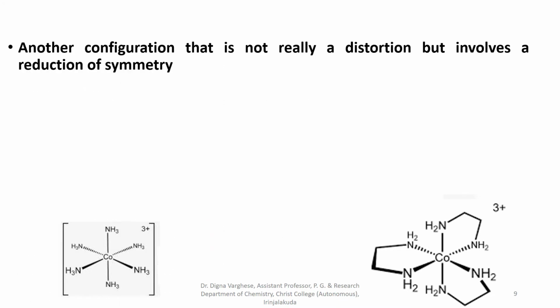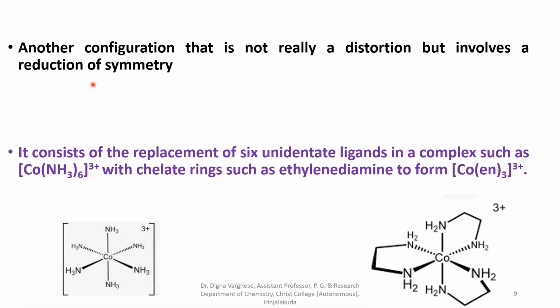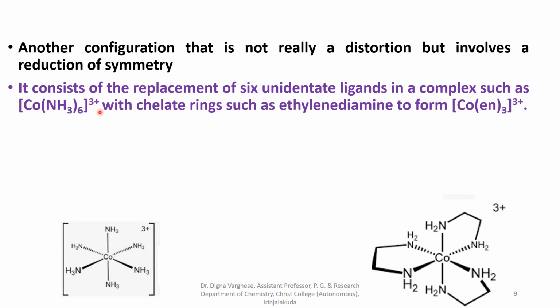Another configuration that is not really a distortion but involves a reduction of symmetry consists of the replacement of six unidentate ligands in a complex such as [Co(NH3)6]3+ with chelate rings such as ethylenediamine to form [Co(en)3]3+. Here you can see a unidentate ligand. In this, one nitrogen is coordinated to the metal atom. Here ammonia is replaced by ethylenediamine. We know its molecular formula, NH2CH2CH2NH2. Both the nitrogen atoms can coordinate to the metal atom, so it's a bidentate ligand and forms chelate rings.